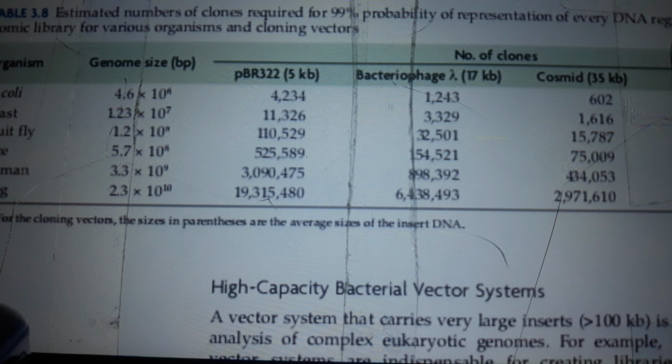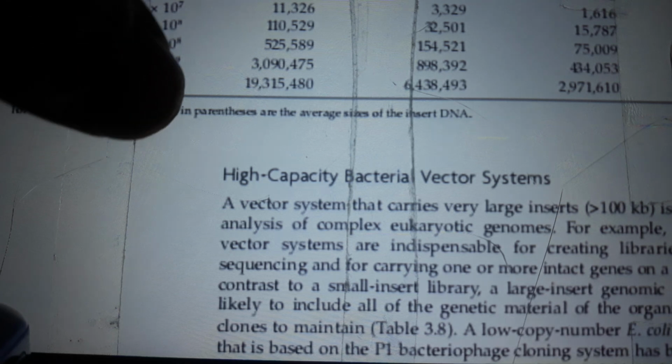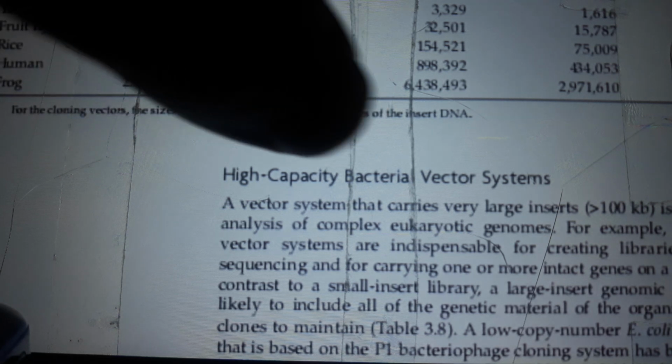If you go to humans, it's 3.3 times 10 raised to 9 genome size. And the clone pBR322 at 5 kb is 3,090,475. The bacteriophage lambda is 898,392, plasmid is 434,053, and BACs are 101,258. For the cloning vectors, the sizes in parentheses are the average sizes of the insert DNA.